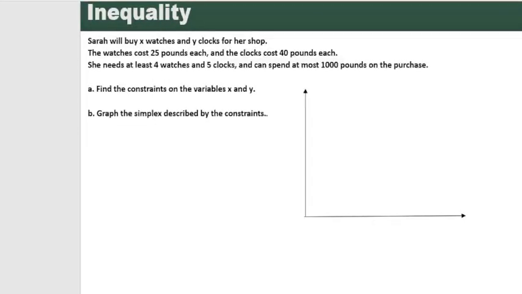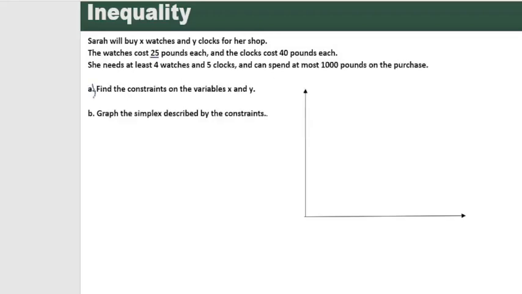Here it says Sarah will buy x watches and y clocks for her shop. The watch costs £25 each and the clocks cost £40 each. She needs at least 4 watches and 5 clocks, and can spend at most £1,000 on the purchase.